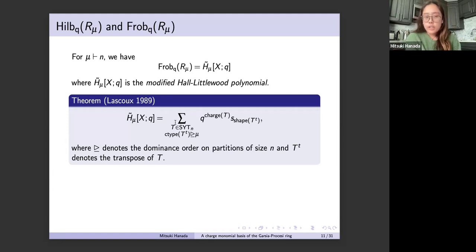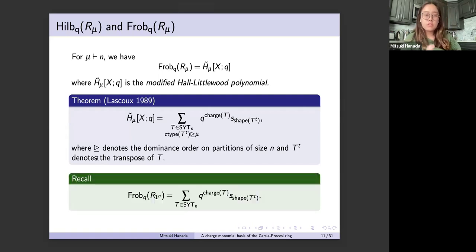But there's an alternative equivalent formula given here by Lascoux, which instead of taking the sum over all semi-standard Young tableau of a certain weight, we take the sum over all standard Young tableau satisfying a certain condition called the C-type condition here. So it's going to be some sort of partial sum over all standard Young tableau, not quite all of them. We're going to take q to the charge, and we're going to have s to the shape of the transpose standard Young tableau, where this symbol here denotes the dominance order on partitions of phi prime.